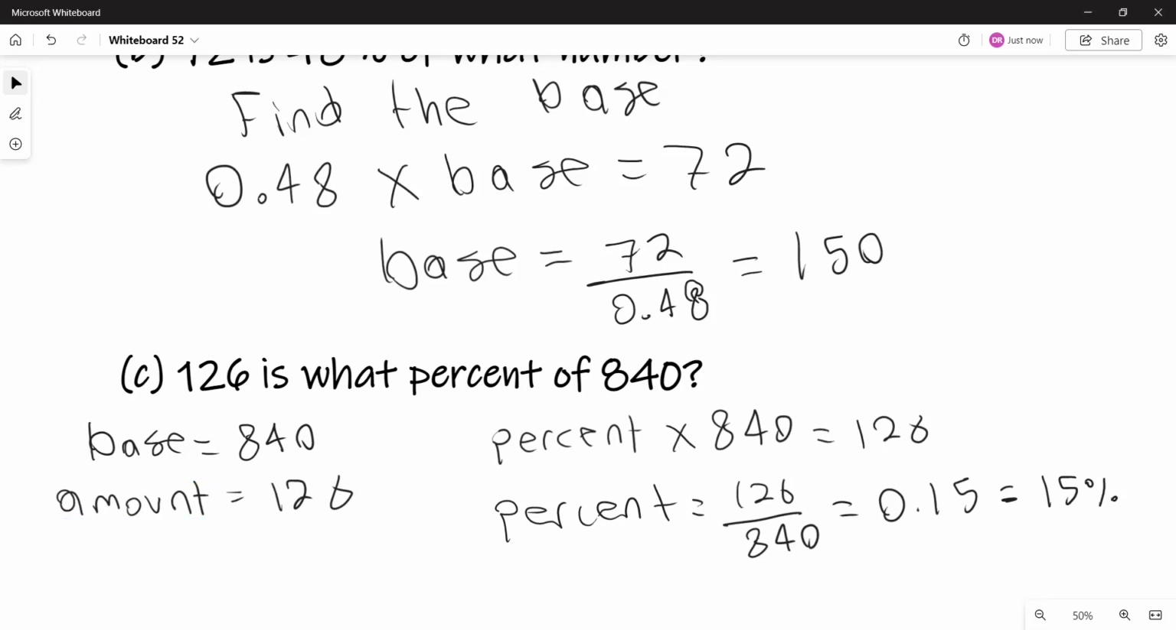Okay, let's do a couple of word problems with the percent equation. That's example 7 on page 391.